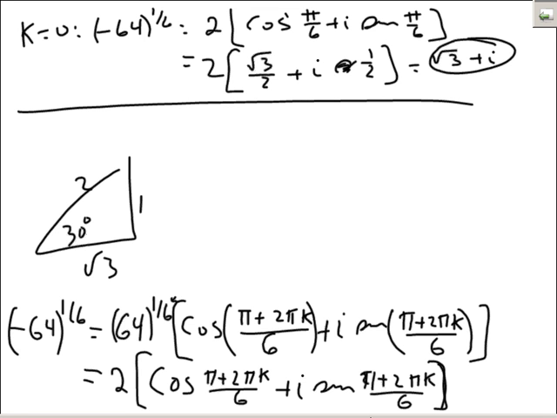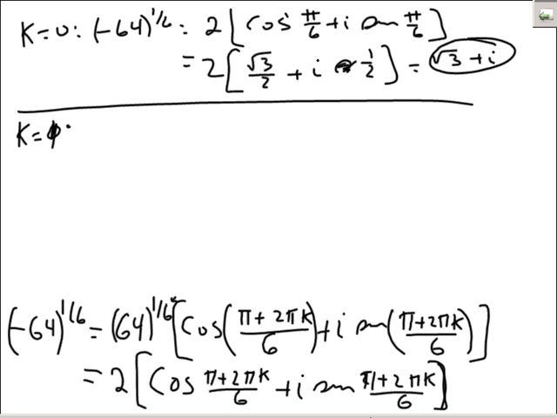Now we're going to let k equal 1. We're going to do this up until we get 1 less than 6. For the sixth root, we let k go up to 5. For the 10th root, we go up to k equals 9.